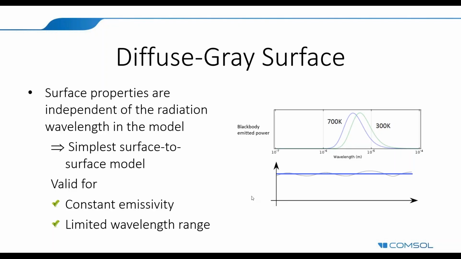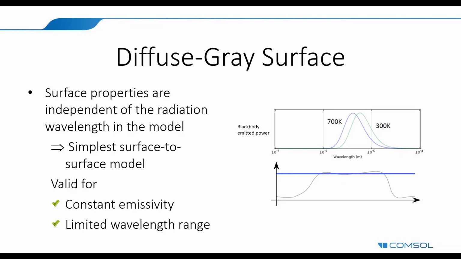This is also a model that you can use when you have a limited wavelength range. For example, if you have surfaces at 300 Kelvin and 700 Kelvin, you can say that most of the radiative intensity will be in this range here. So even if the surface emissivity is smaller for very large wavelengths or for very small wavelengths, since in your model there is no radiation with these wavelengths, then it's safe to approximate the surface properties as constant as well.